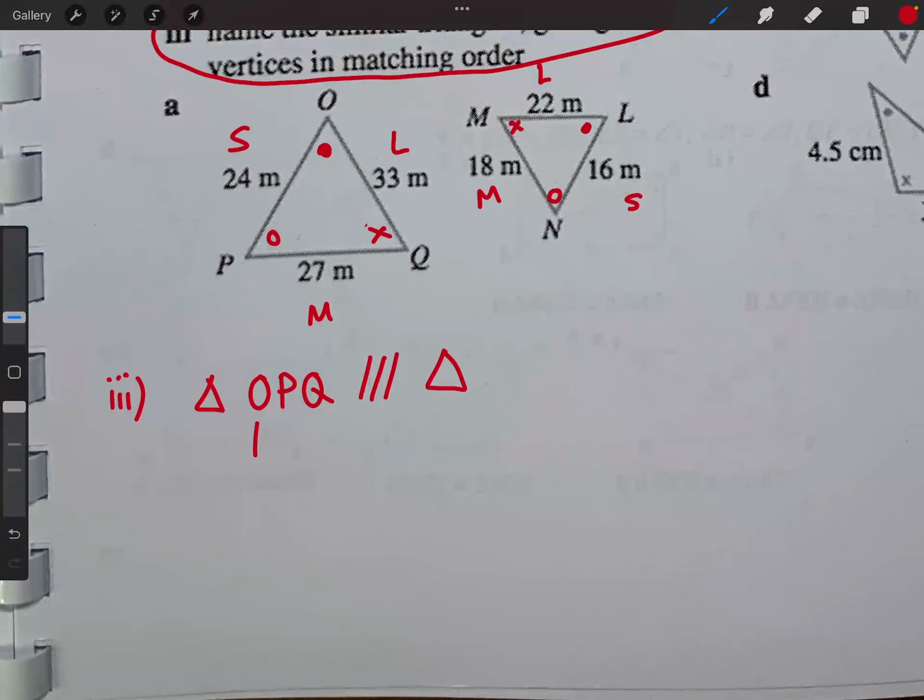We start with the O, which is the vertex with the angle that has a dot, and corresponding to that is this one here that has a dot as well, and that has L. Next one is P. Now P is the angle with the open circle. The angle with the open circle for the other triangle is N. And then obviously the last one is M. There we go.